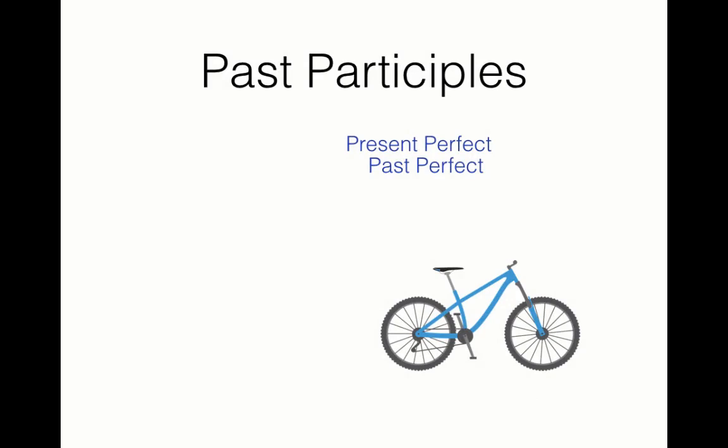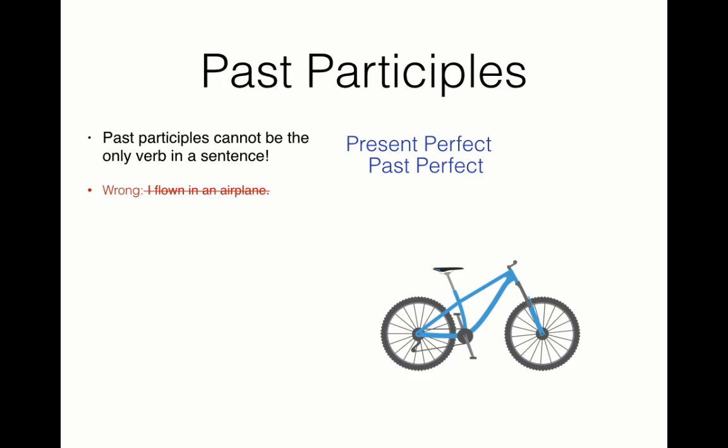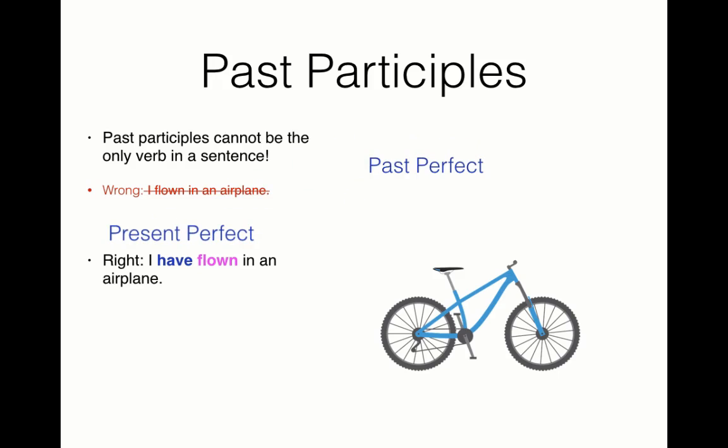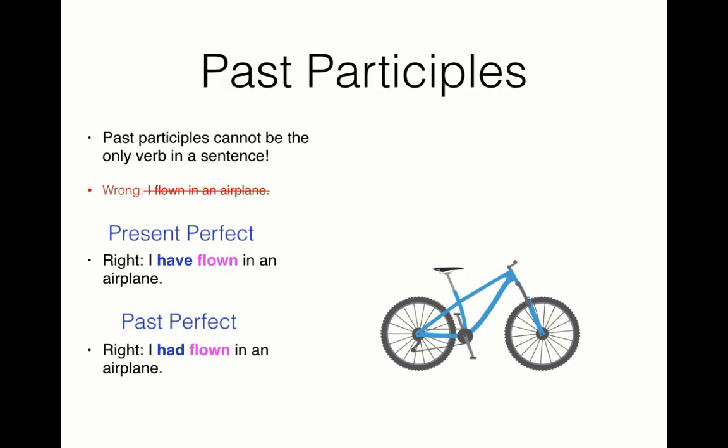Okay, so there's some important rules we need to know when we talk about past participles. For example, past participles cannot be the only verb in a sentence. It's wrong to say, I've flown in an airplane. It's incomplete. However, we can say a sentence like, I have flown in an airplane. This is an example of the present perfect. We can also say, I had flown in an airplane, which is an example of the past perfect.